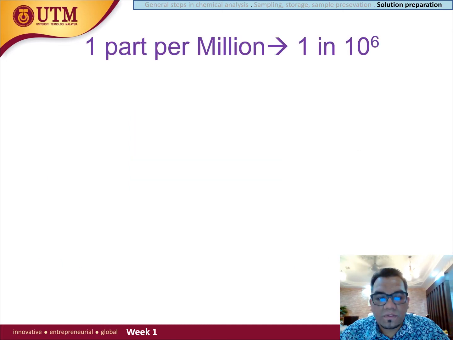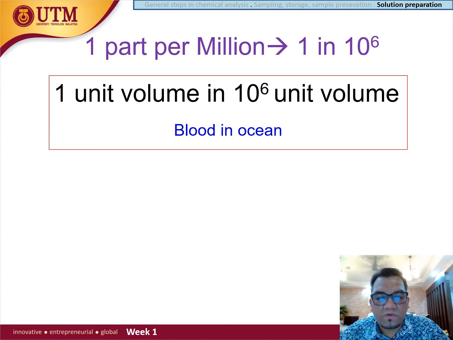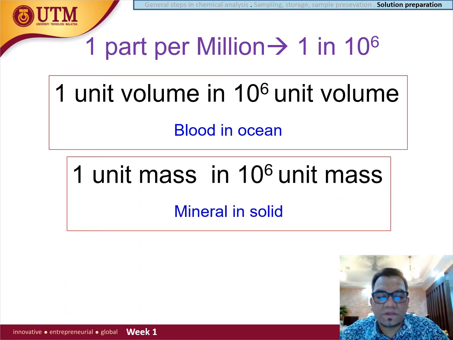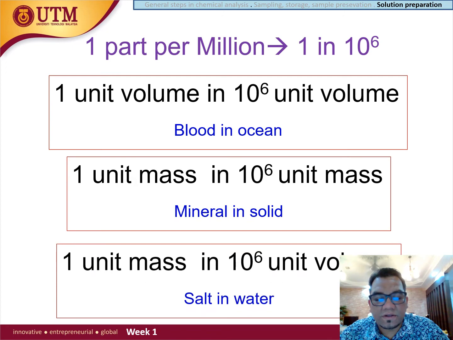So what about 1 part per million, 1 ppm? It is 1 unit volume in a million unit volume, for example, blood in the ocean. Or 1 unit mass in a million unit mass, so minerals in solid, that is an example. Or 1 unit mass in a million unit volume, that is salt in water.